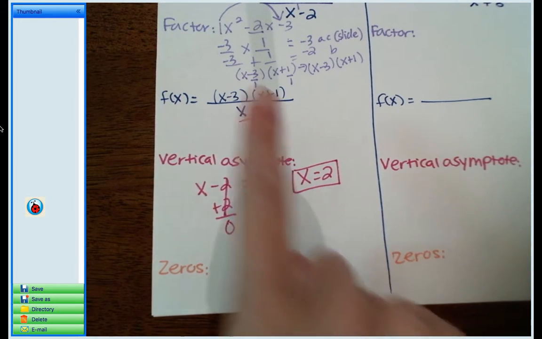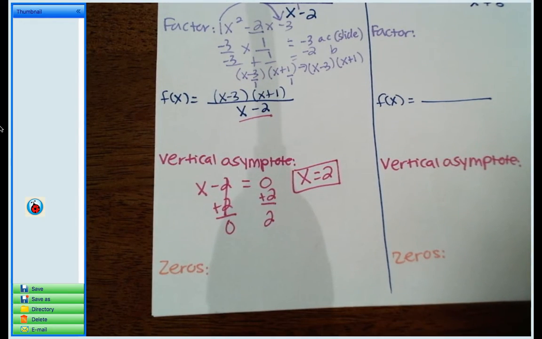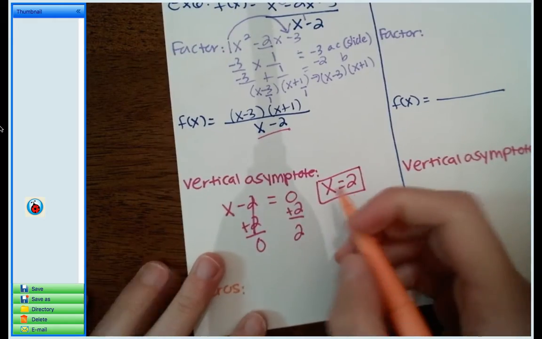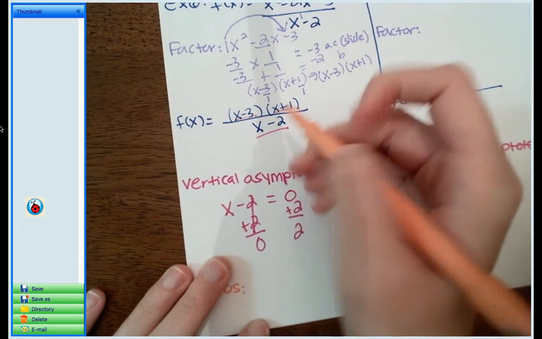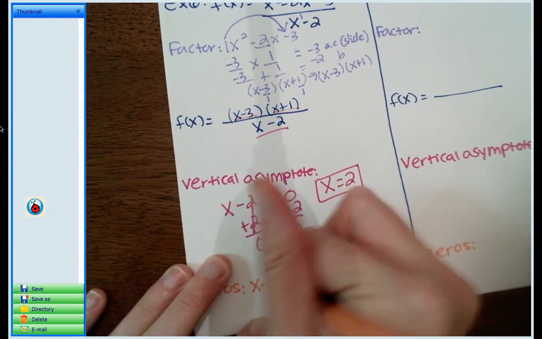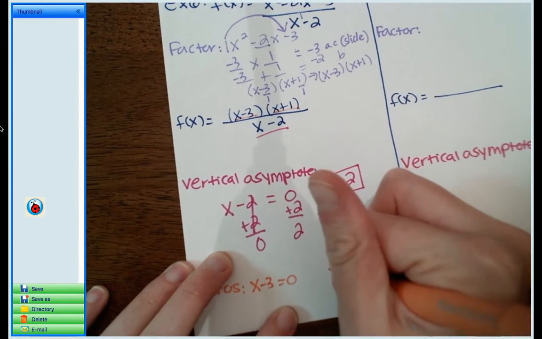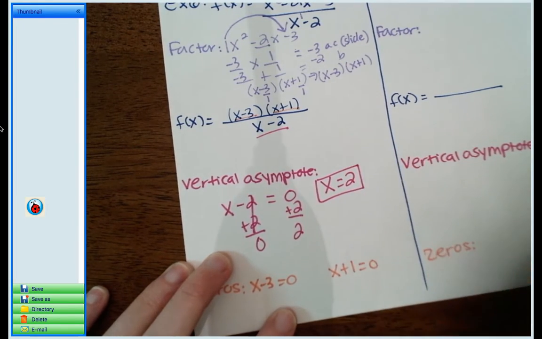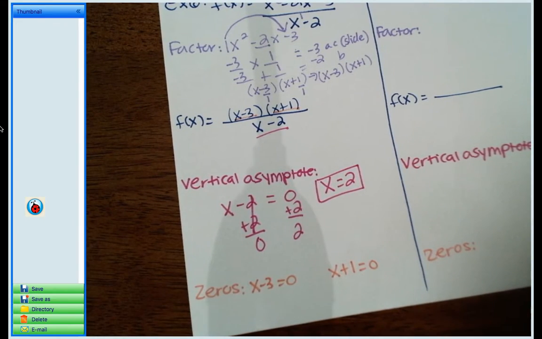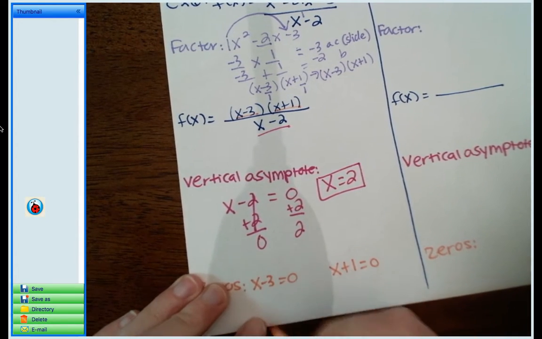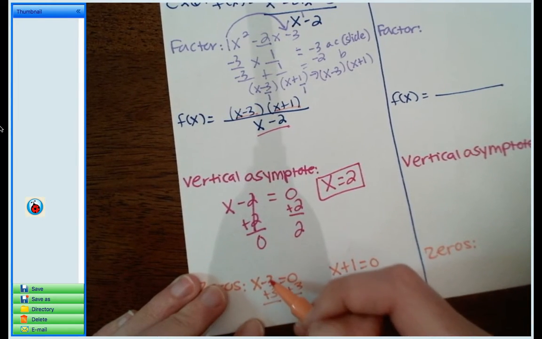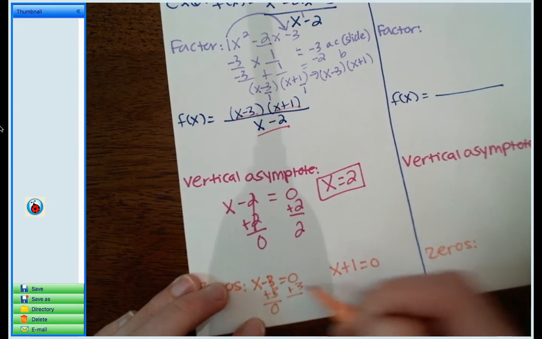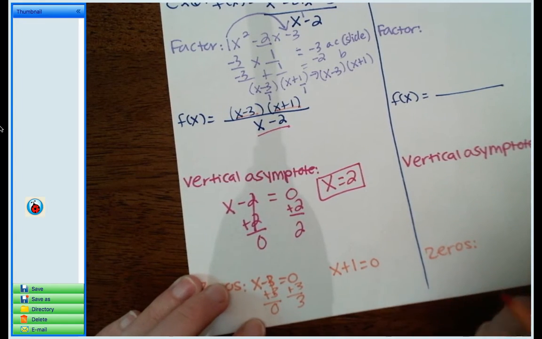And then the zeros: you set every single factor in the numerator equal to 0 and solve. I have two factors in my numerator. I have x minus 3, so I'm going to set that equal to 0, and I have x plus 1, and I'm going to set that equal to 0. After this, you guys are donezo with vertical asymptotes and zeros. The way I bring negative 3 to the other side is by adding 3 on both sides, which cancels to 0, and 0 plus 3 is 3.